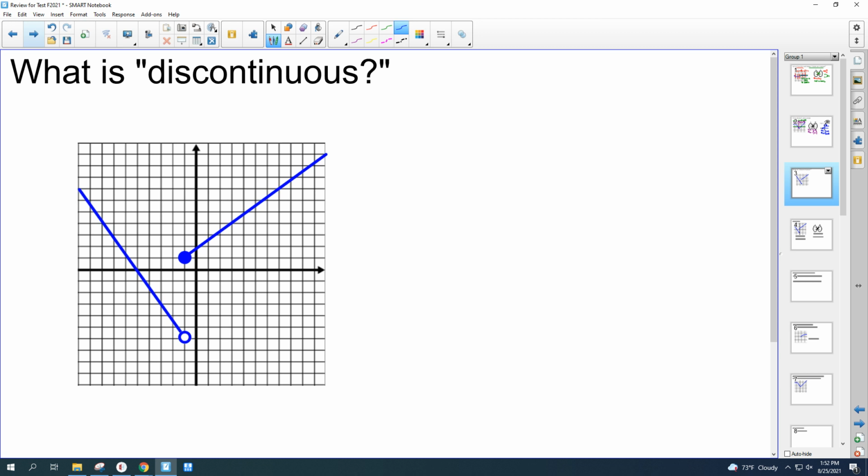What is discontinuous? So discontinuous is when, if you try to trace this graph from left to right, you're going to get to a spot where you have to pick up your pencil and jump over to the other spot. Okay, that's discontinuous. This graph is discontinuous.